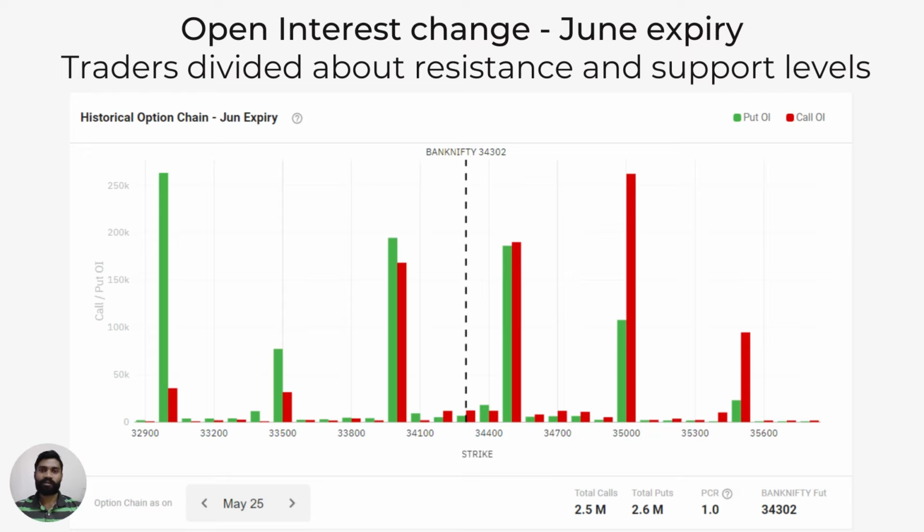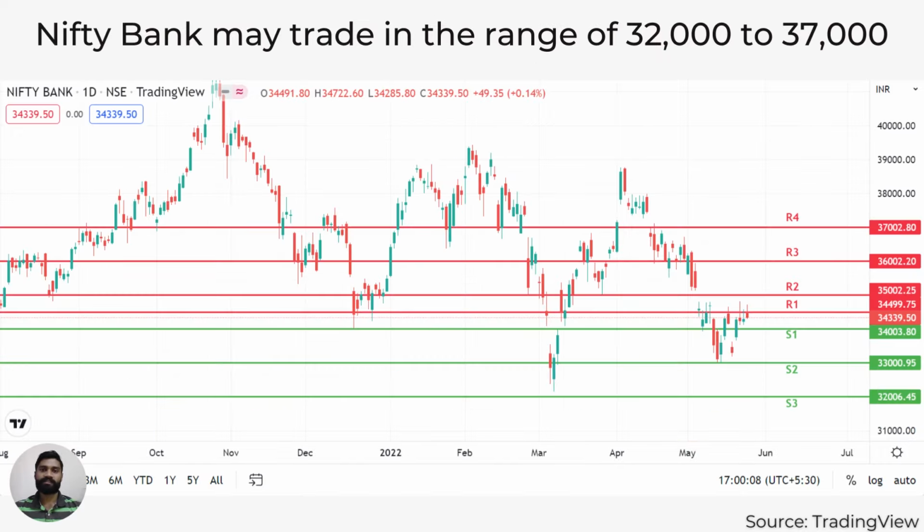So if we plot this on TradingView, we can come up with these resistances and supports. The highest resistance is at 37,000 and the lowest support is at 32,000. As the traders are indecisive of the trend, the trading range may be wider in the next month. As of May 25th, based on open interest data, Bank Nifty may trade in the range of 32,000 to 37,000.